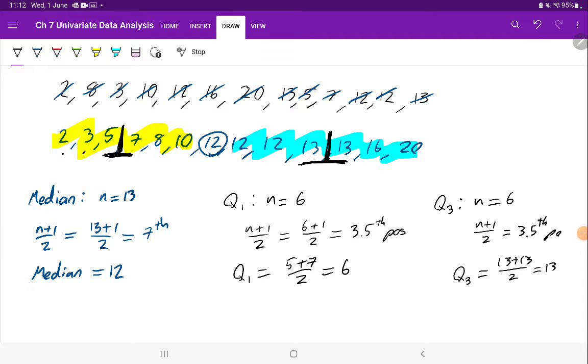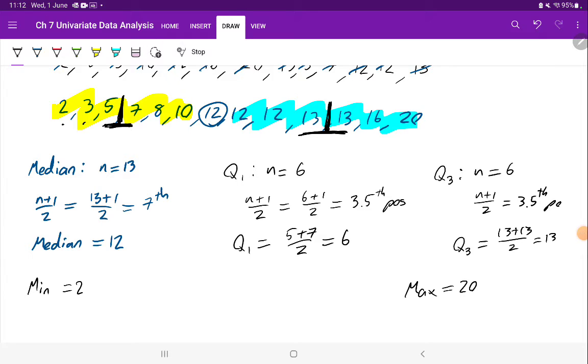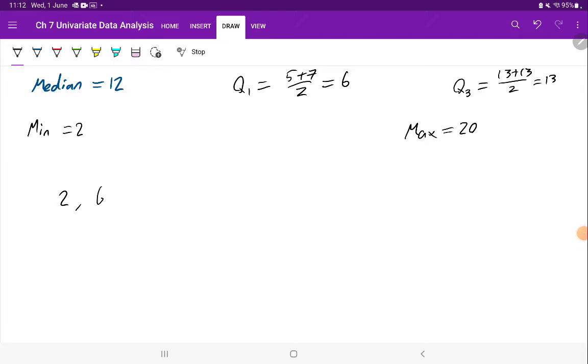We also need our minimum and maximum. So the min is just going to be 2, and the max is going to be 20. The biggest number and the smaller number. So what is our 5-number summary? Our 5-number summary is 2, 6, 12, 13, and 20. That is our 5-number summary.